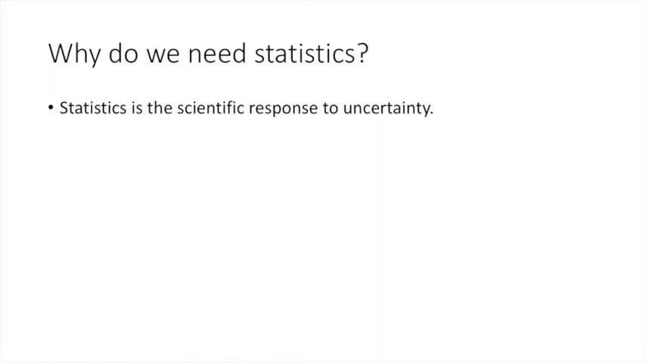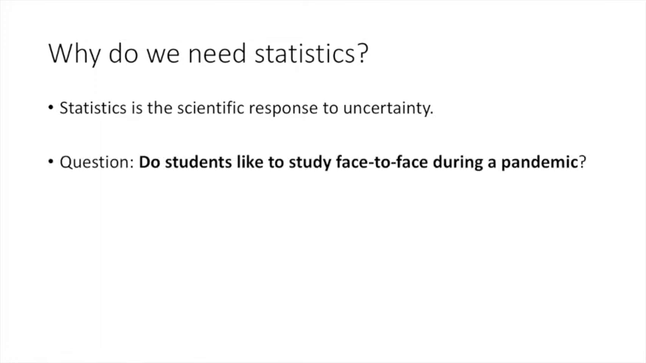For example, suppose during a widespread pandemic, the educational institutes need to decide whether to teach face-to-face or online. So they question, do students like to study face-to-face during a pandemic? The answer to that is unknown and hence represents uncertainty. So how do we resolve this uncertainty? Well, one approach is to simply hazard a guess based on our individual understanding.